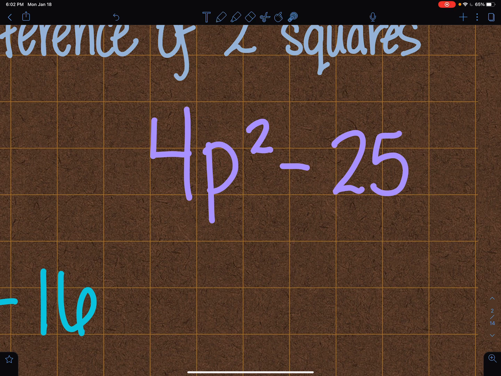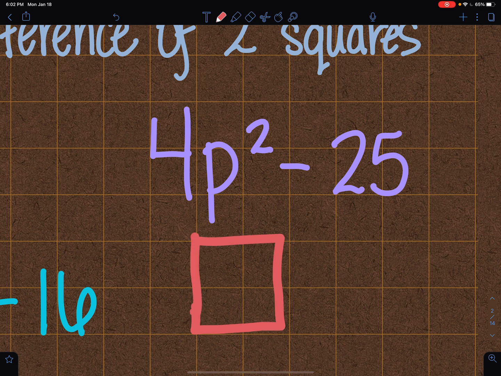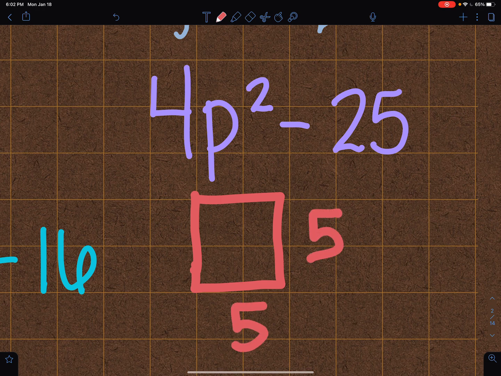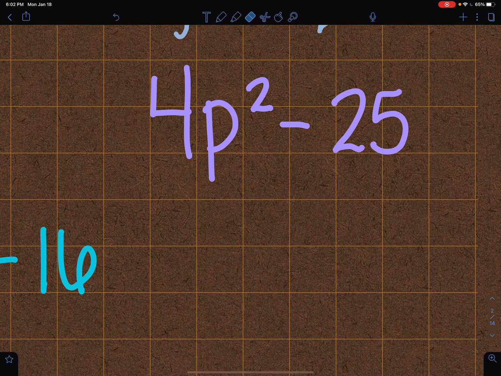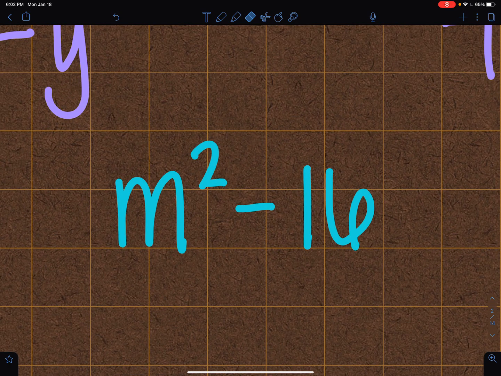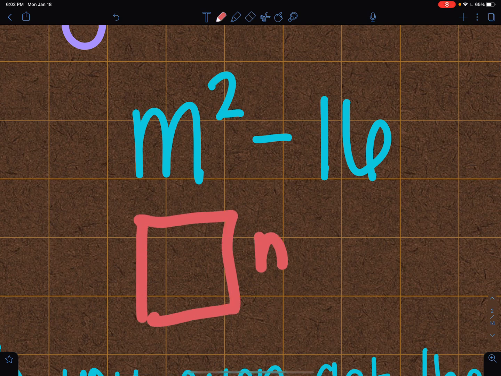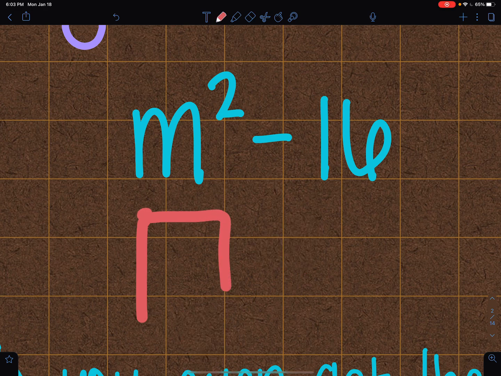If this is the area of a square, what would the sides be? The sides would be 2p, because 2p times 2p is 4p squared. So that's what they mean by a perfect square. If 25 was the area of a square, what would each side be? It would be 5 and 5. So it's a perfect square as well. Now let's look at this last one: m squared minus 16. This is also two perfect squares, because if m squared is the area, each side is m. If 16 is the area, each side is going to be 4 and 4. Okay, that makes sense.